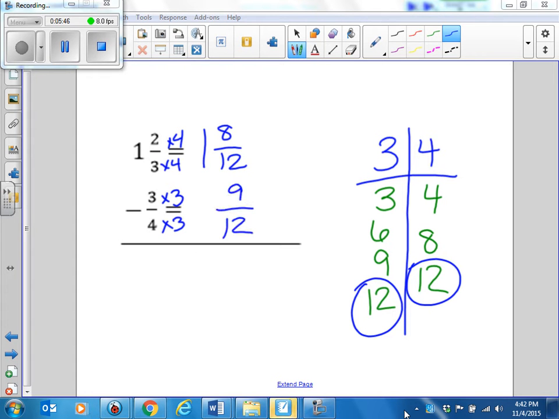Again, I can't say 8 minus 9, so I have to borrow a whole. So I'm going to cross this out. That becomes nothing. And in this case, my whole is 12 pieces. So I'm going to add 12 pieces to my numerator. So 8 plus 12 is 20. Now I can say 20 minus 9. 20 minus 9 is 11, and my denominator stays the same. If you need to, go ahead and pause the video here.